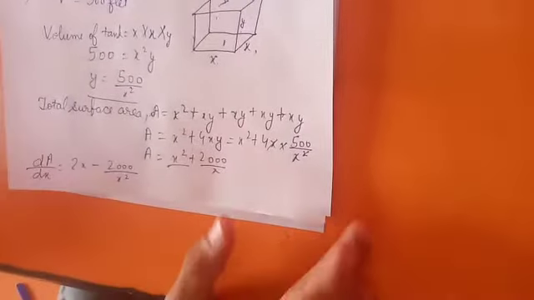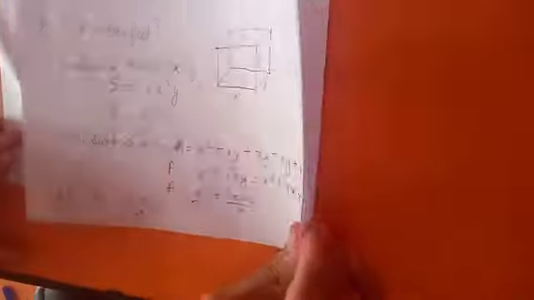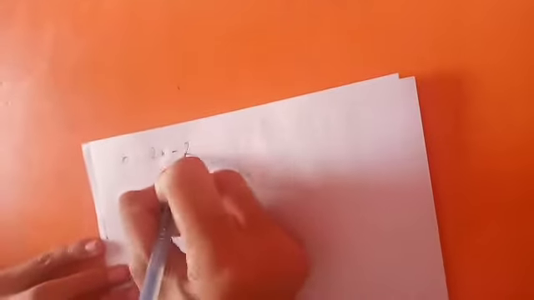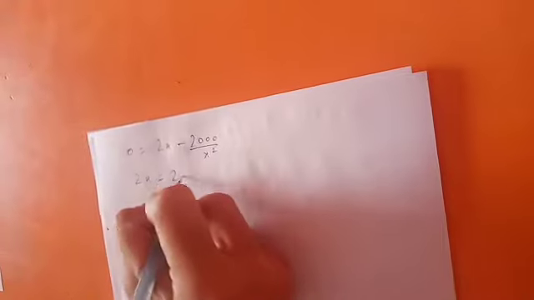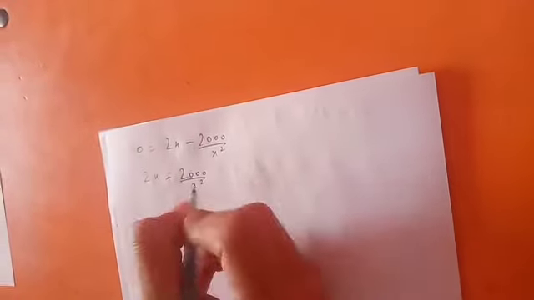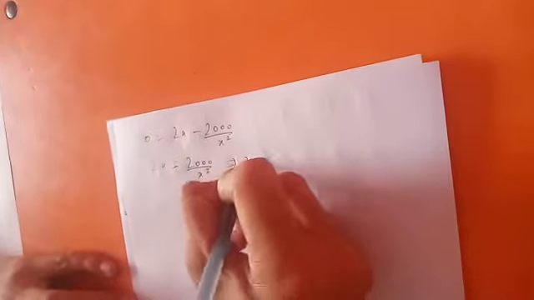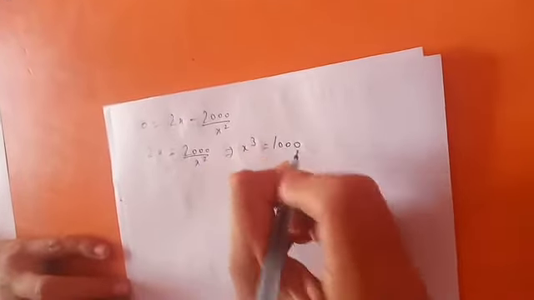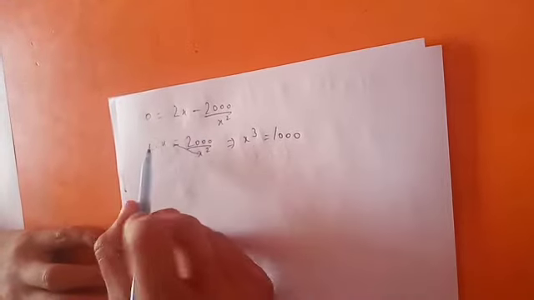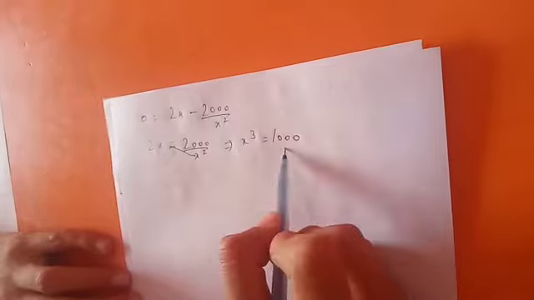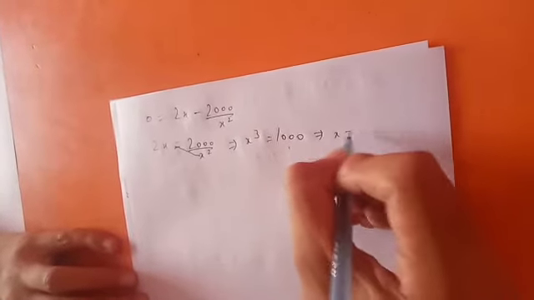Okay, now for maxima or minima, we have to put our dA by dx as 0. So if we put dA by dx as 0, we will get 0 equal to 2x minus 2000 by x square. Okay, so 2x will be equal to 2000 by x square, and that will be x cube equal to 1000. This x square, by cross multiplication, we will get x cube, and if we divide 2000 by 2 we will get 1000. So from here I get the value of x as 10.